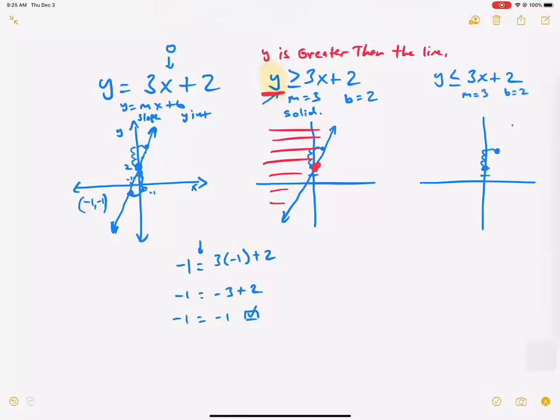So is this solid or dotted? Look at this here. Is this solid or dotted? Y is less than or equal to. So being equal to means I can definitely stand on that line. Hey, look, they're all parallel lines, right? They're all parallel lines.